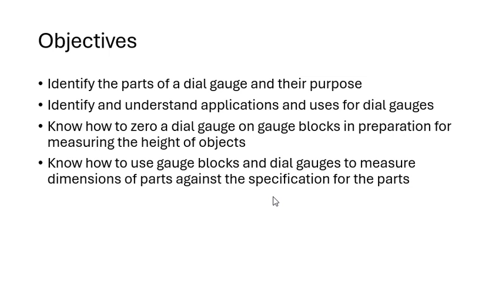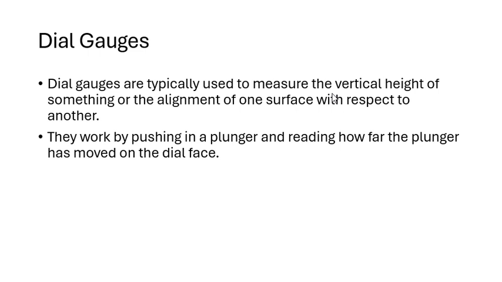Of course, the instrument for this lab is the dial gauge. We also call dial gauges dial indicators, okay, the same thing. We use them to measure the vertical height, and we measure the alignment of one surface with respect to another surface. And I'm going to show you how to read it.